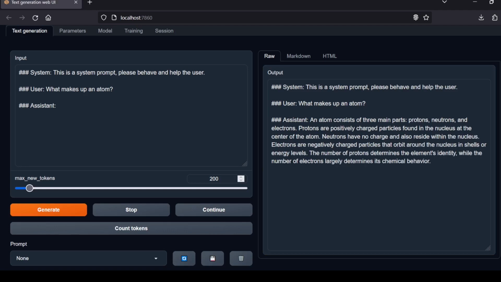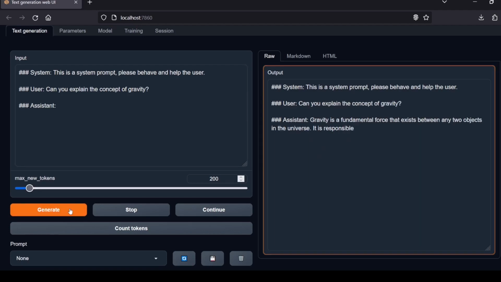The model broke down the components of an atom correctly: protons, neutrons, and electrons. It described their properties well and showed a solid scientific understanding. Local lab rating, pass. Next question: can you explain the concept of gravity?